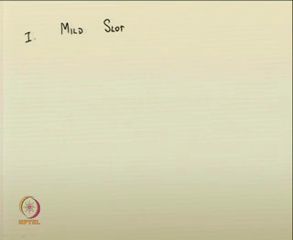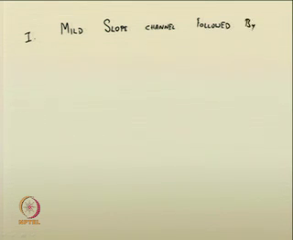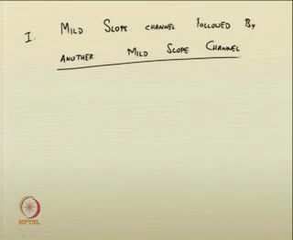First, the first case which we are going to draw is, say if you have a mild slope channel followed by another mild slope channel. If you have such a condition, how are you going to determine the gradually varied flow profiles?